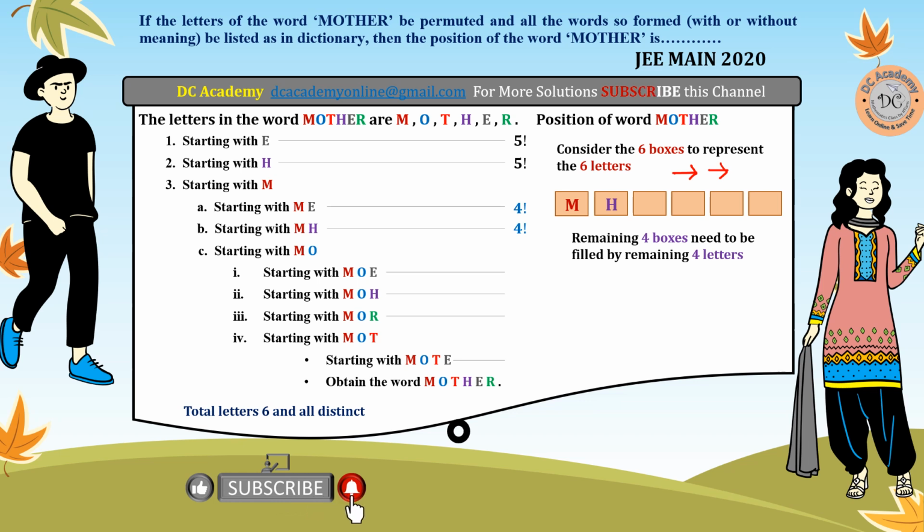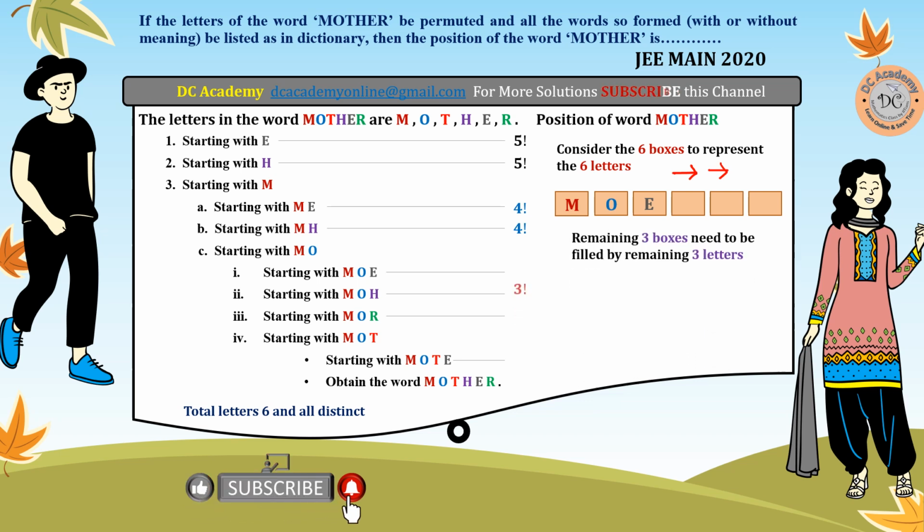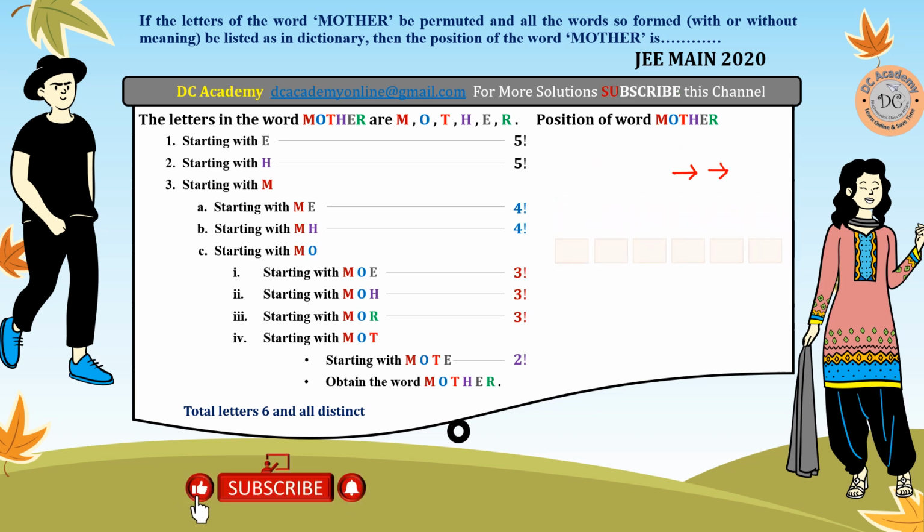Similarly for MO, but for MO we need to go further. So now we consider MOE as the first three boxes. How many remaining boxes? 3. How many letters left? 3. Factorial 3. For MOH, obviously factorial 3. For MOR, again factorial 3. So we are done, and see that the calculation became easier. Now we have to find MOT. Let's put MOT in the first 3 boxes, and the fourth box will be filled by E or H. Then 2 letters remain, and we go ahead with factorial 2, and that's it.